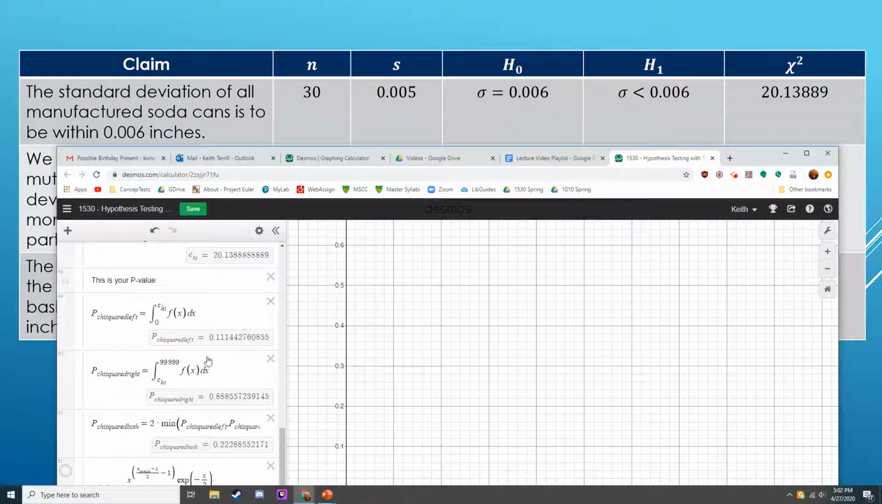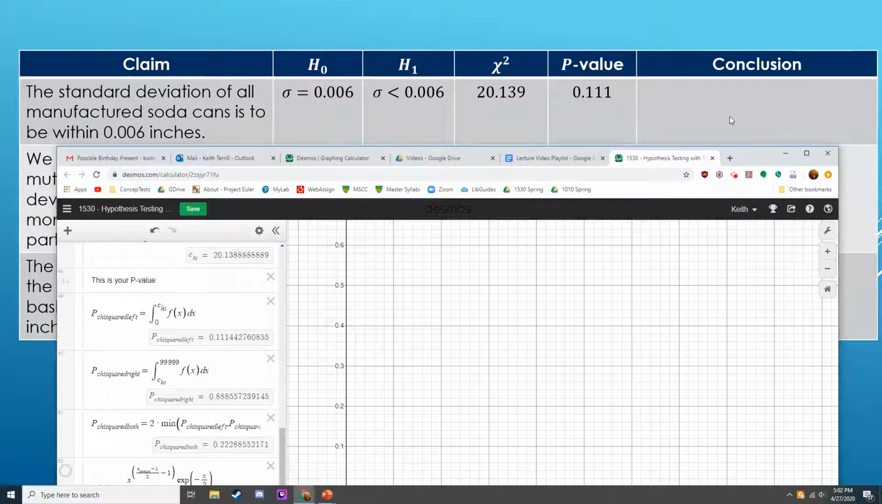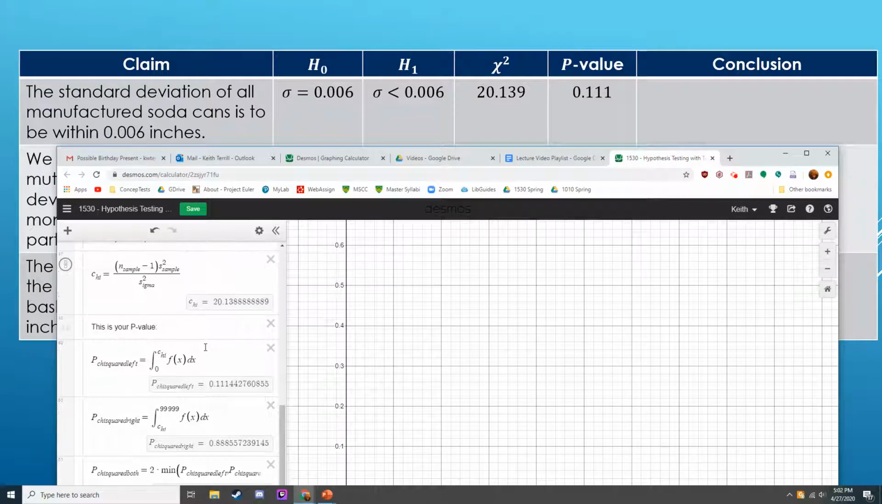And here are our options for the p-value. We have the left tail, the right tail, and the two-tailed values for p-value. And since after we got that clarification, we were looking for less than 0.006, that means we are going to go for this p-value for the left tail. So let me check I got that in there, right? Yeah, 0.0111. That is based on our two-tailed test here. So that takes care of that.